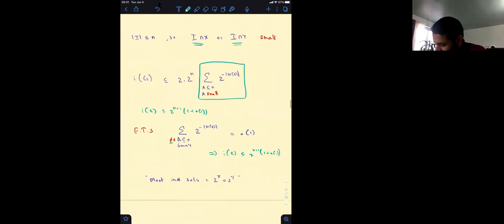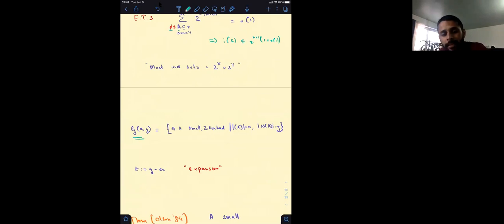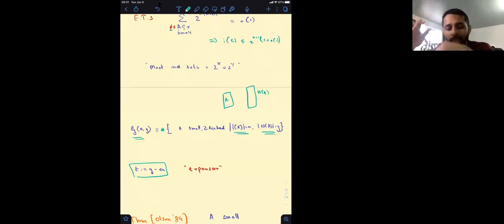To do this, the last bit of notation: let's call script G of A and G the number of sets A that are small and 2-linked, whose closure has size A and whose neighborhood has size G. Let's call the difference between the size of the neighborhood and the size of A, G minus A, by T. This is the expansion of the set A. So basically the point is, what can you say about T?